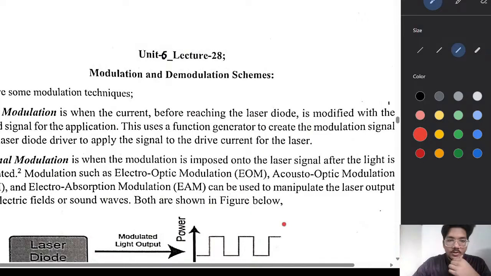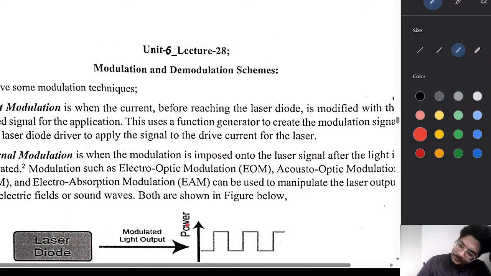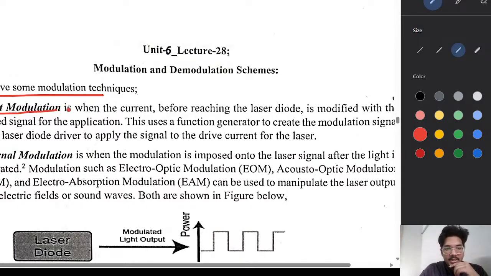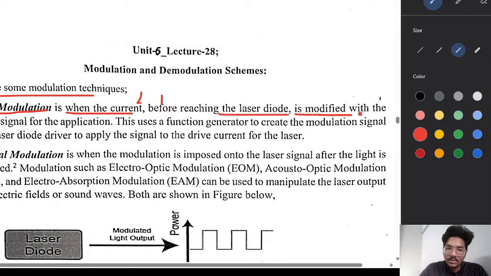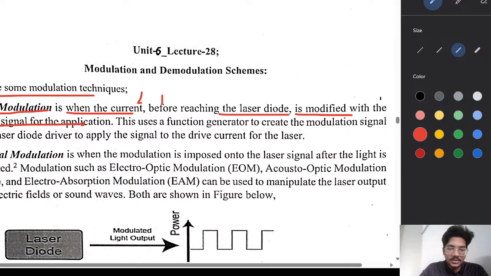Now we see the modulation and demodulation techniques. We have some modulation techniques. Direct modulation is when the current before reaching the laser diode is modified with the desired signal for the application.